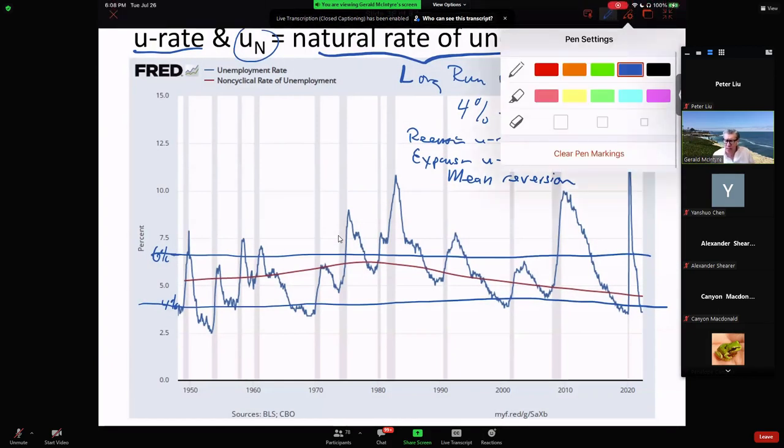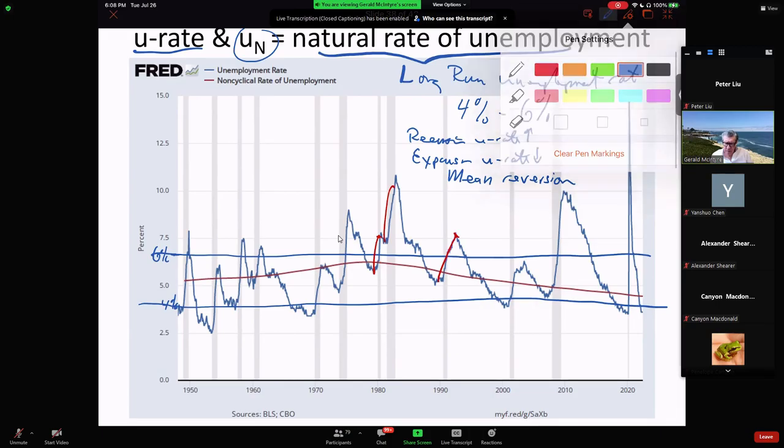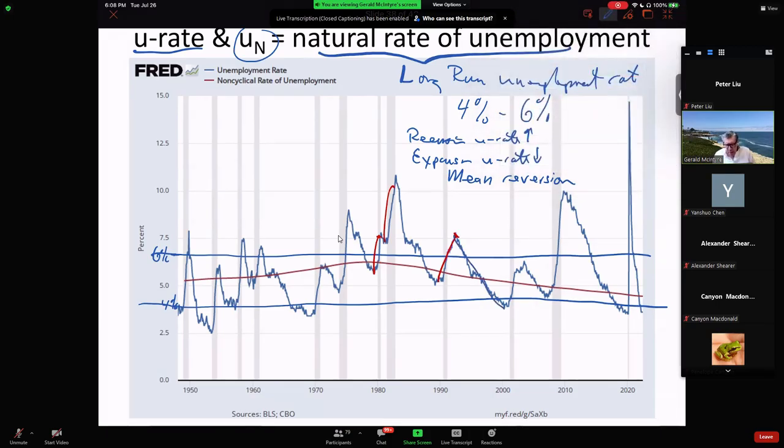I can't touch, I've got a quarter of an inch I can touch. The U rate rises in recession and then comes back down in the recovery. And it comes back down within this 4 to 6% range, almost always. Right, a recession and then a recovery back into the range, a recession and a recovery back into the range, a recession and a recovery back into the range. That kind of recovery back into the range is called mean reversion. Okay, that this variable comes back to its long run mean or average.